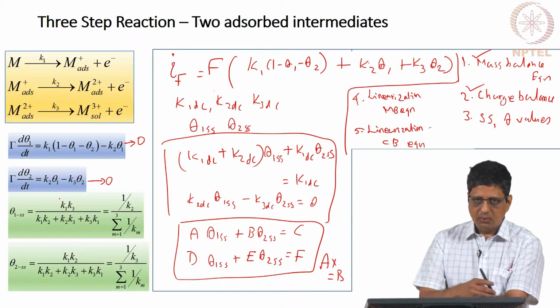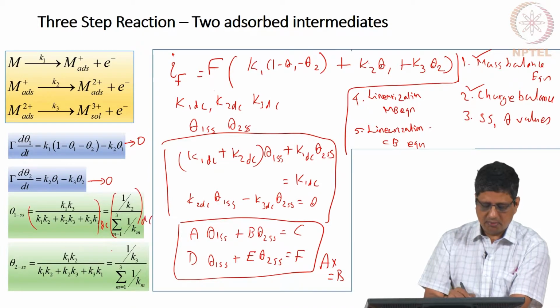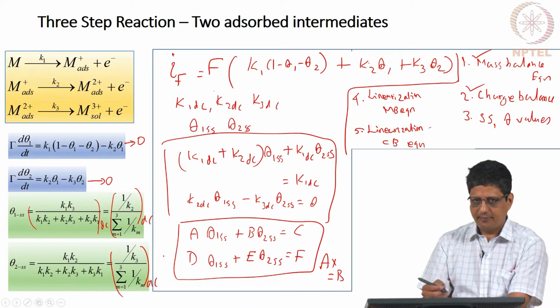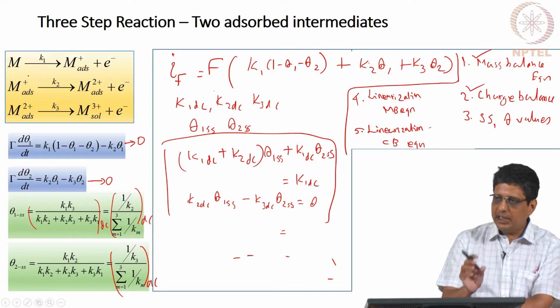So, should it be K2 DC or K3 DC? This should be DC, correct. All these things should have a subscript of DC for each of these cases. I missed them, thanks.